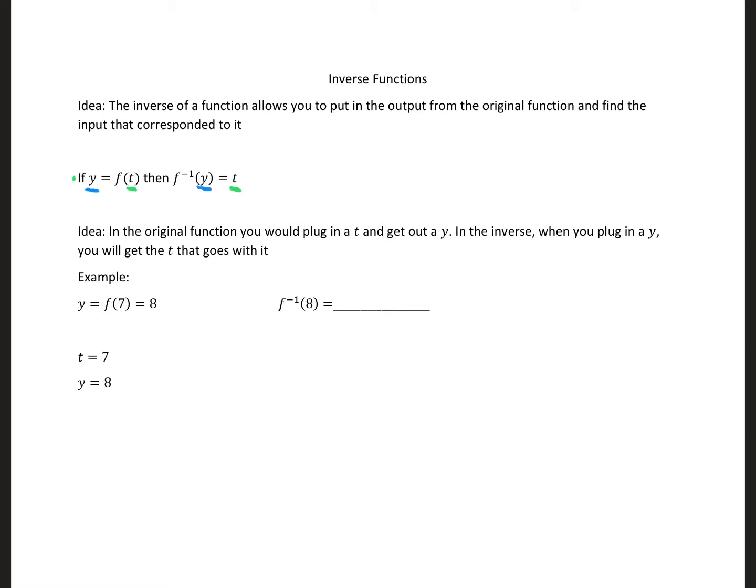So for example, if y equals f of 7 equals 8, then what that means is we inputted 7 and we outputted 8. So in the inverse function, f inverse of y equals t. When y is 8, t is 7. So f inverse of 8 would be 7. When we put the original output of 8 in, we'll get out the input of 7.